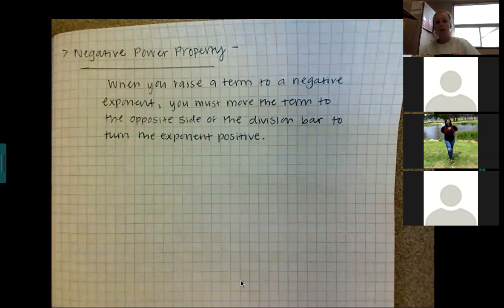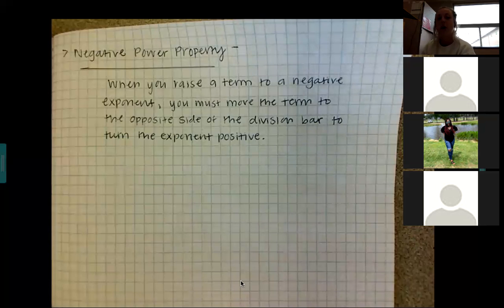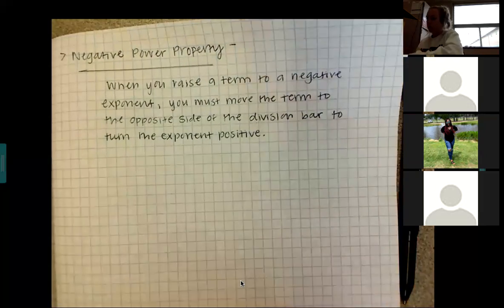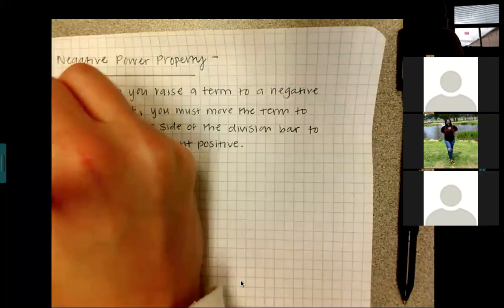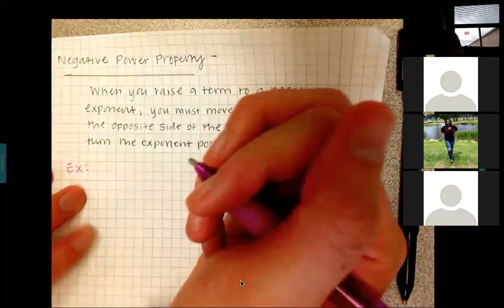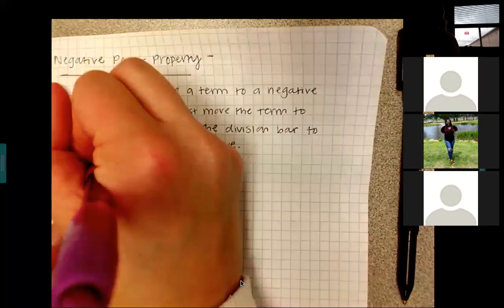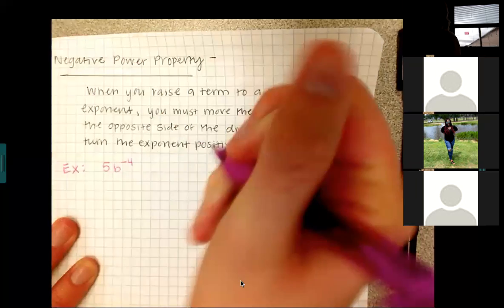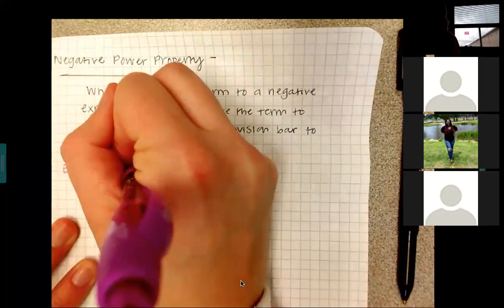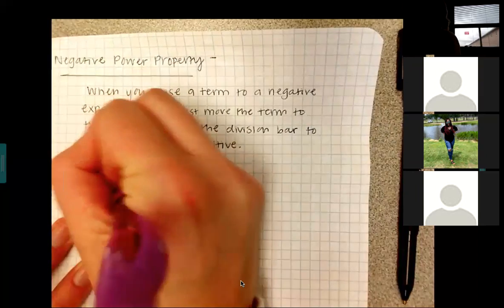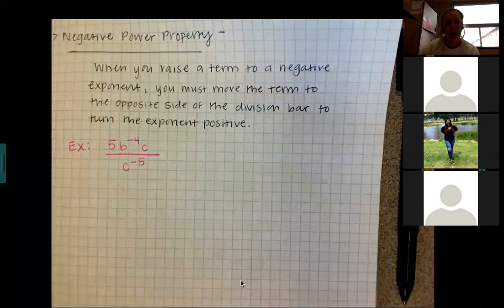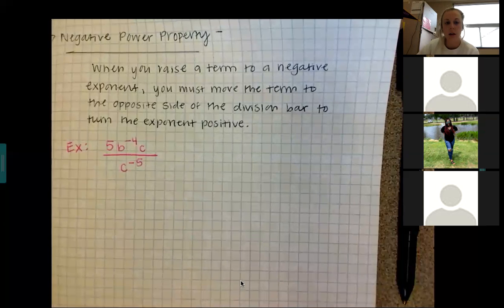All right, so if we raise a term to a negative exponent, you move the term to the opposite side of the division bar to turn the exponent positive. So I'm going to give y'all 2 quick examples for this one. So let's say we have 5b to the negative 4th c over c to the negative 5th.